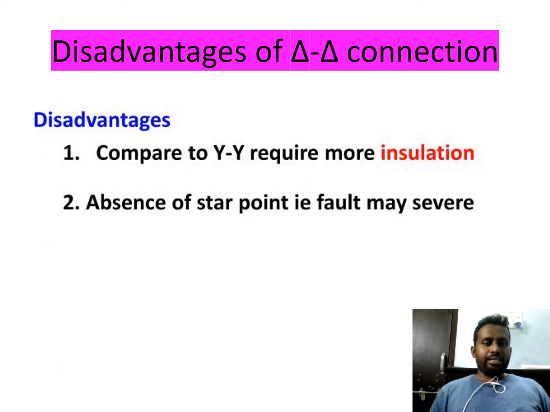What are the disadvantages? Compared to star star, this requires more insulation. Then, due to the absence of a neutral, there may be a severe fault. If there is a fault, it can be very severe because there is no neutral to send the leakage current to the ground.